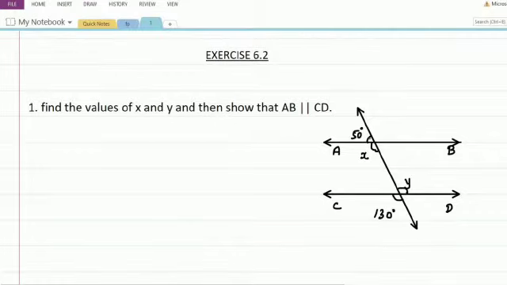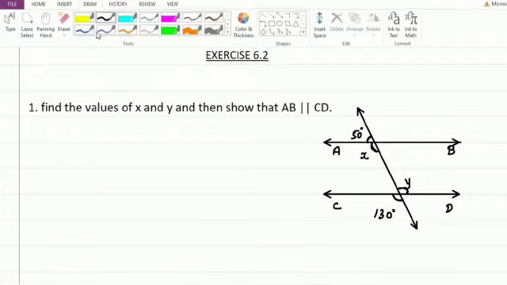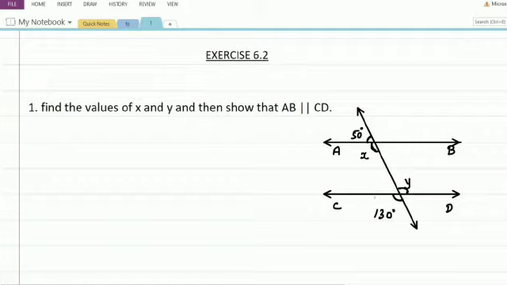They have given this angle as 50 and this is angle X. Here is angle Y and here is 130 degree. So how are we going to prove this? Just you can see here two lines. CD is a given line and here is a line which intersects at this point.